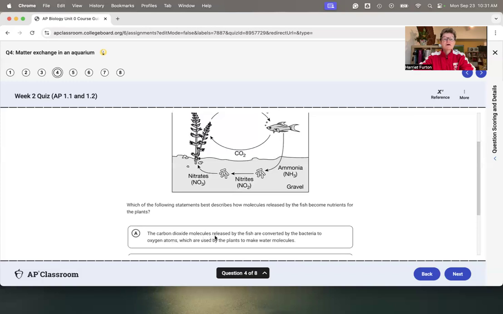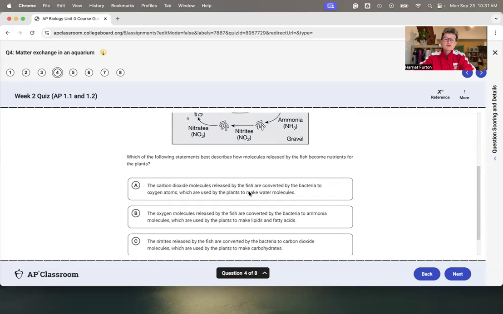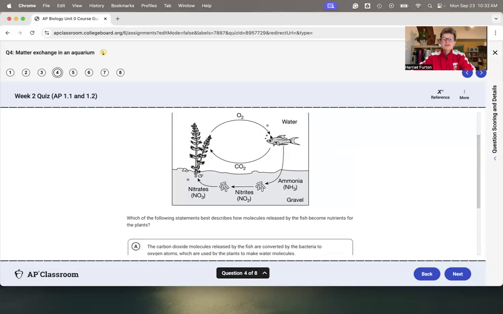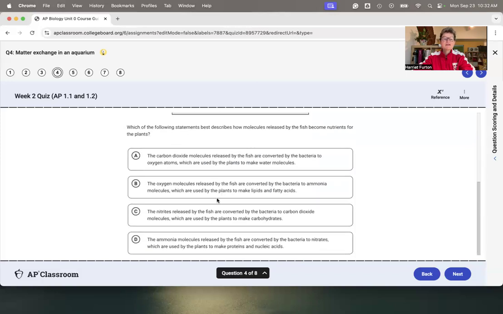The carbon dioxide molecules released by the fish are converted by the bacteria. I don't see any rod-shaped particles in here that represent bacteria, so this is not true. The bacteria convert the ammonia to nitrite, and another set of bacteria, the nitrites to nitrates. So A is not true. The oxygen molecules released by the fish. Hello, there's no oxygen molecule that the fish releases, so this is not true either.